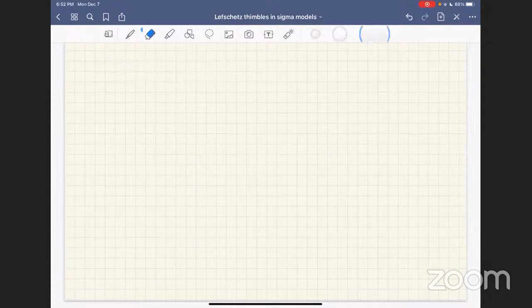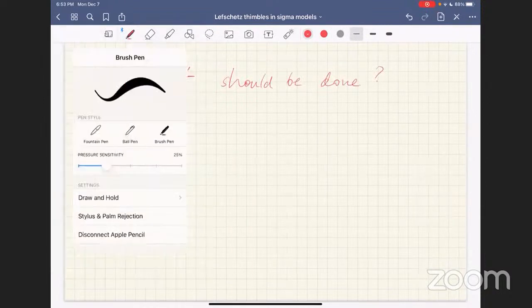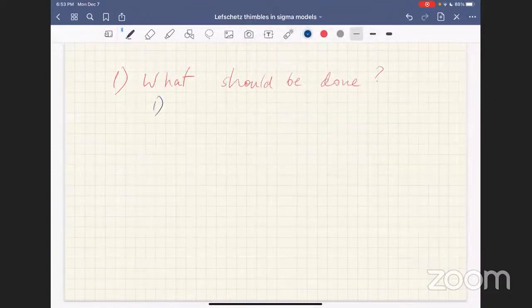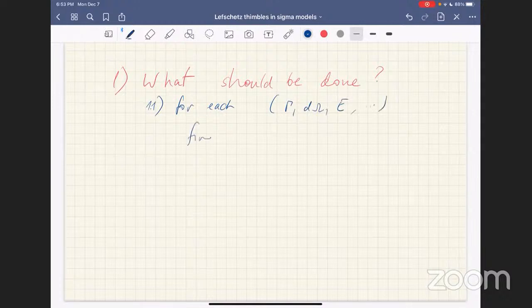Okay, I can say. Maybe first of all, what one should do. There are these famous questions: what to do and who is responsible, right? So, what should be done? For each solution, gamma, d omega, e, and so on, find the determinant, the appropriately regularized determinant of the second quadratic form.